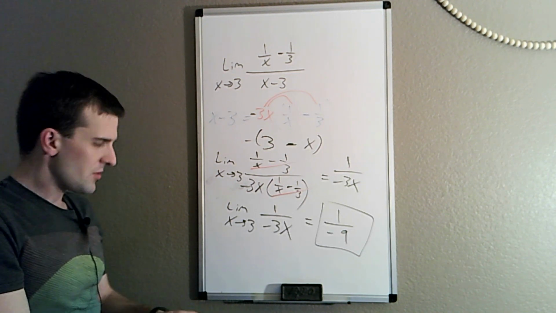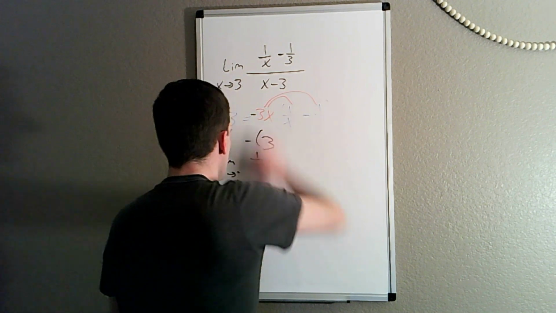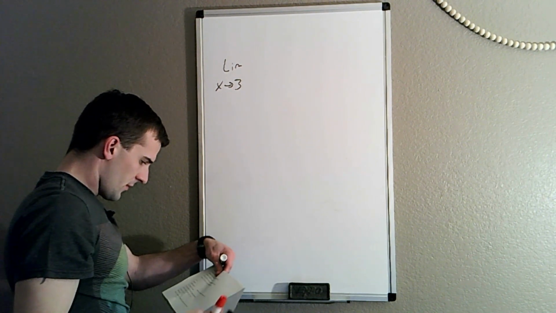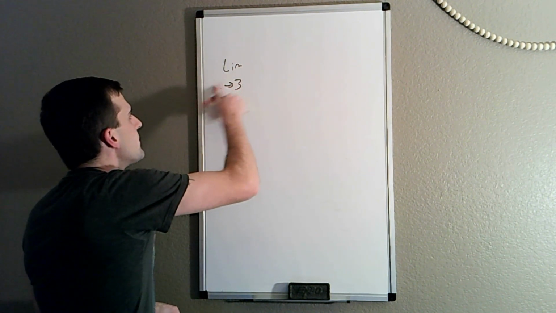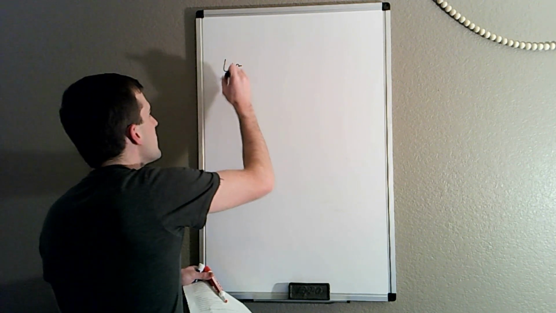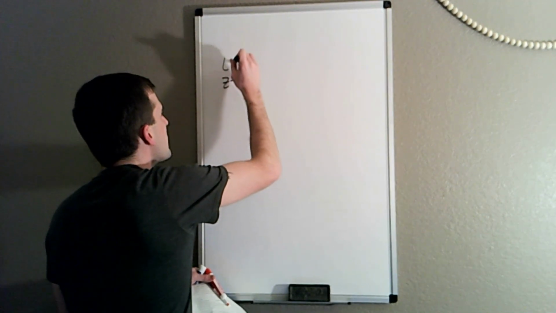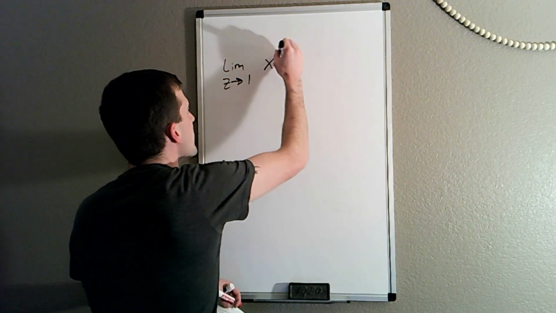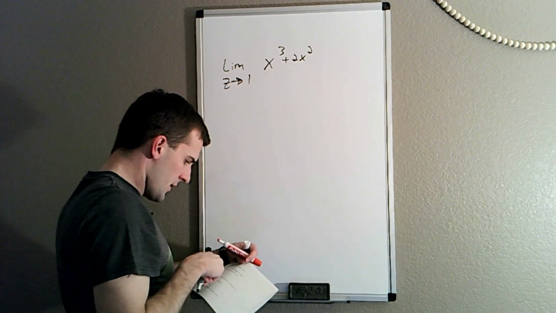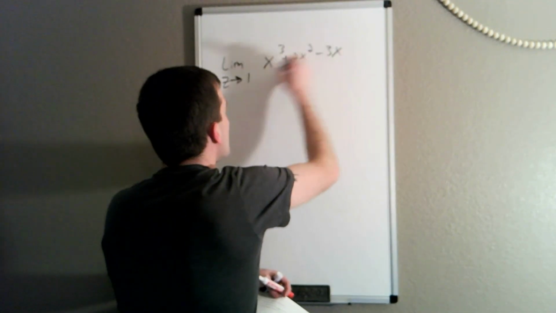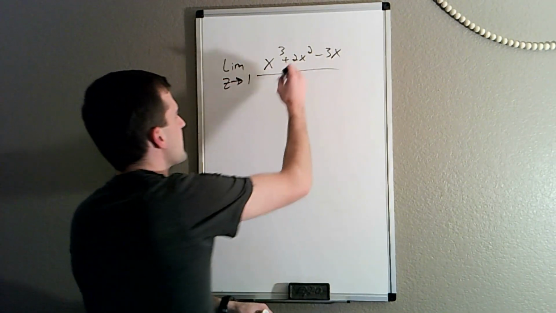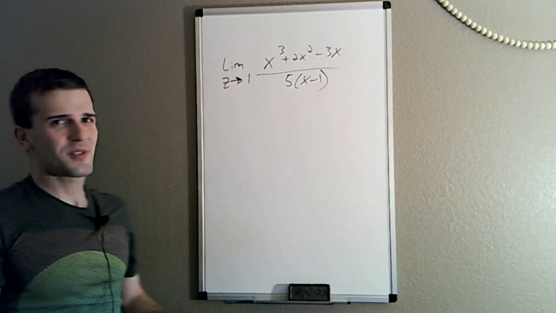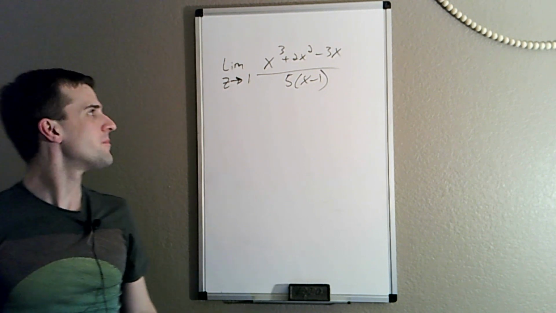Alright, and the last one I'm going to do in this video is a problem with a bunch of polynomials. So we'll do the limit as z approaches 1 of x cubed plus 2x squared minus 3x divided by 5 times x minus 1. This is a beast of a problem, or it looks that way at first, but we're going to do some factoring and it'll become a lot simpler.